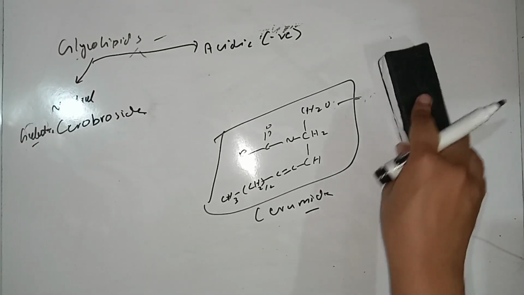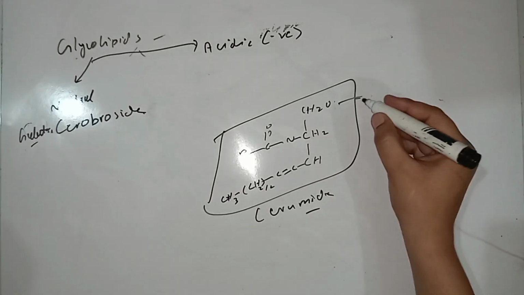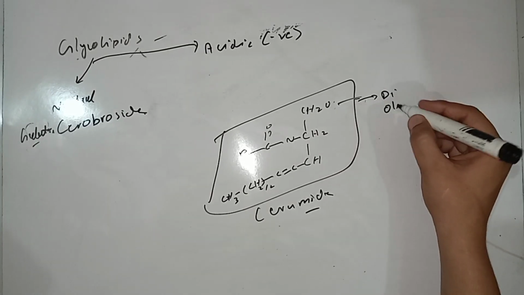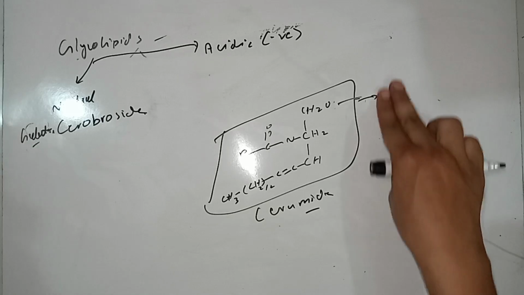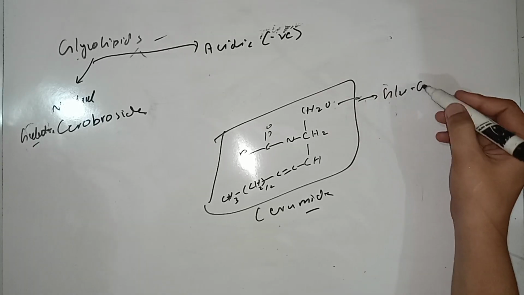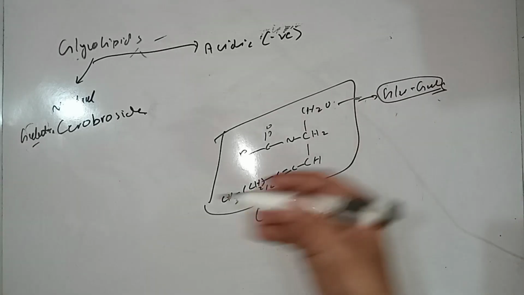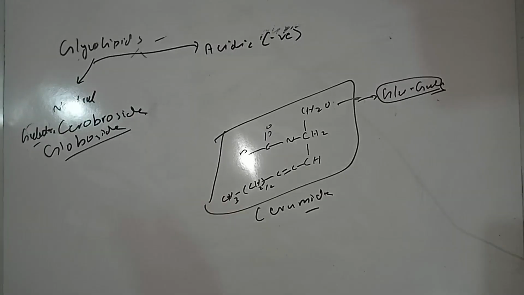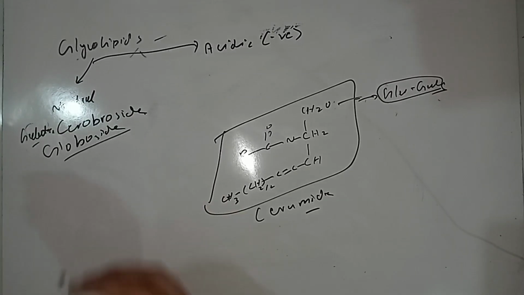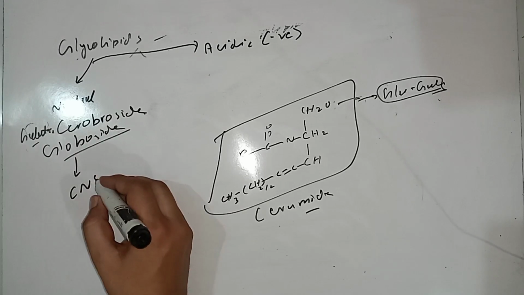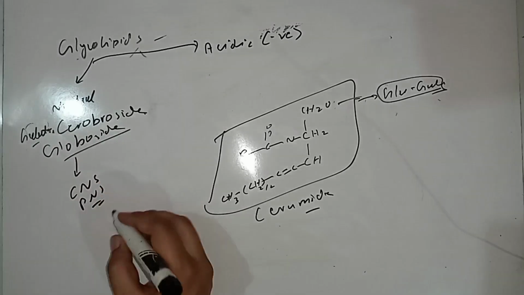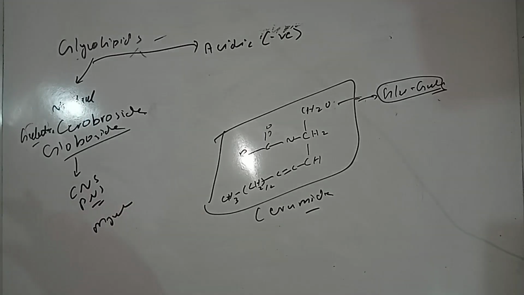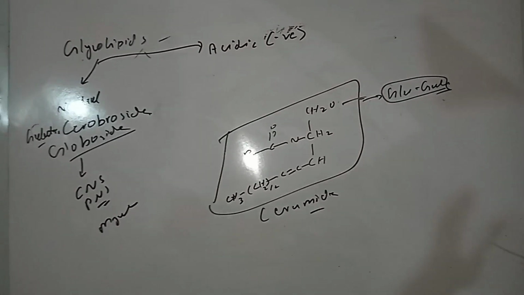However, if a disaccharide or oligosaccharide is present here, for example, if glucose and galactose both are present, which is a disaccharide, then it is called globoside. So it can be cerebroside or globoside, and it is neutral, and it is found in the central nervous system and peripheral nervous system and plays its role in the myelin sheath there. So this is the basic overview of neutral glycosphingolipids or glycolipids.